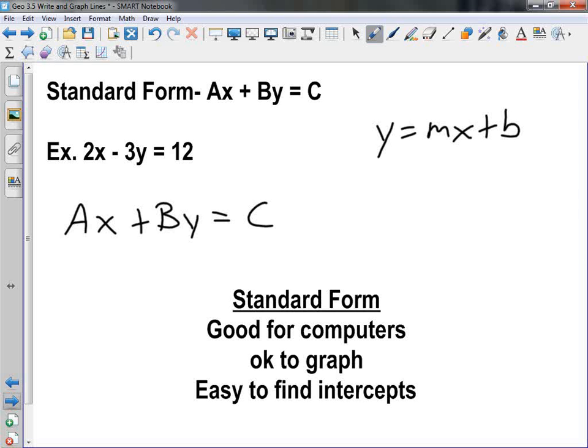So we're going to put all the numbers without variables on one side, all the variables on the other side. Like here, we look at this one. All my numbers are over here. They're all in that one group. On this side, I have x's and I have y's. All right? Okay.